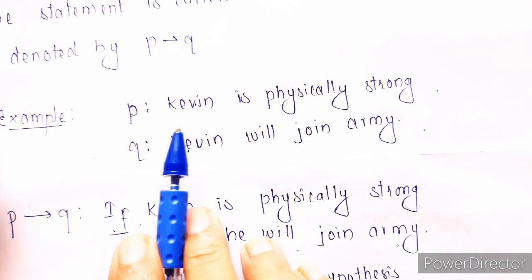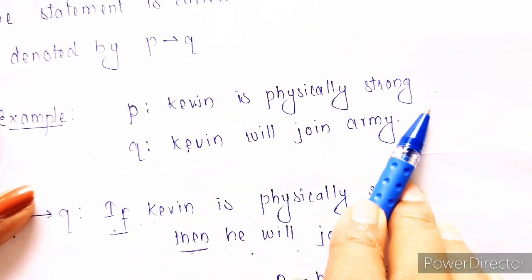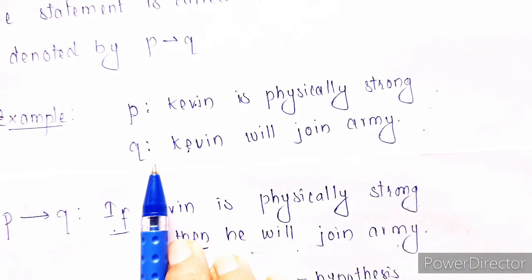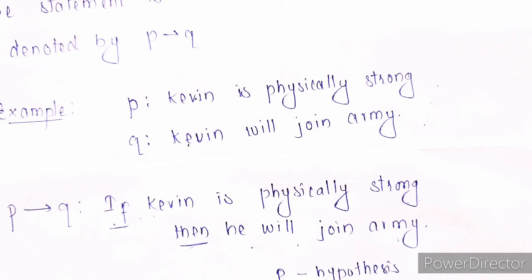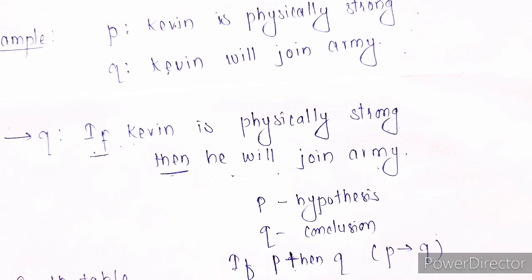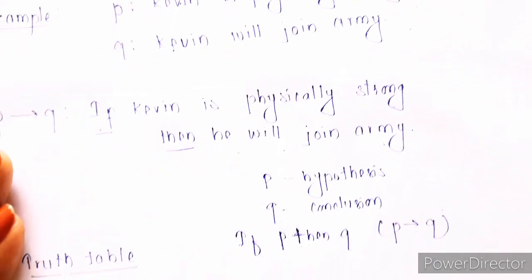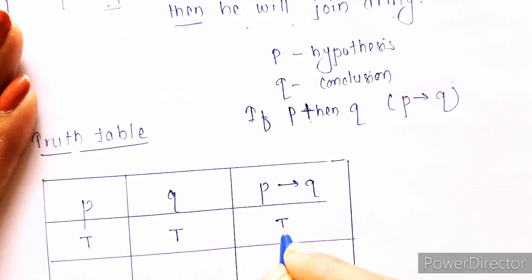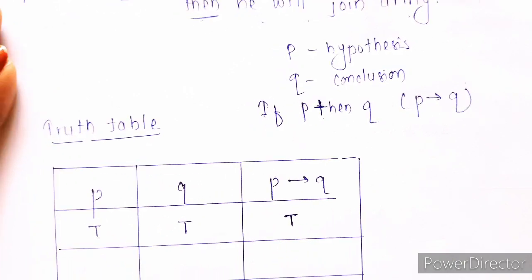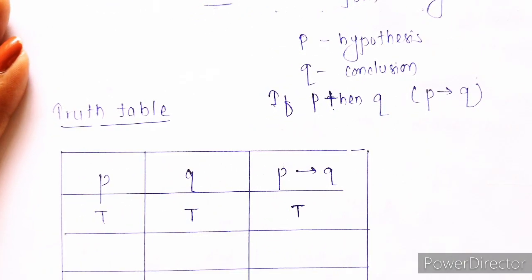Now we have assumed that both P and Q are true: that Kevin is physically strong is true, as well as Kevin will join army is also true. And what we are saying is if Kevin is physically strong, then he will join army. Like if P happens, then Q happens. So this is also going to be true because both the sentences are true.